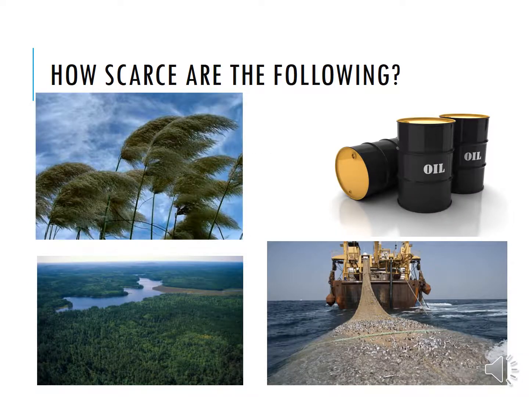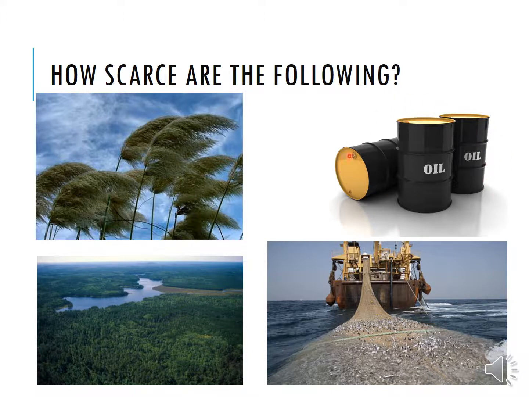Let's look at a few examples. Now, of these four items here, which would you say are the most scarce? We've got air, oil, fish, and the forests. Well, you might argue that the least scarce is maybe the air. There's plenty of air to go around. Then you might argue actually the next least scarce is fish. There's lots of fish in the sea, and perhaps the most scarce is oil.